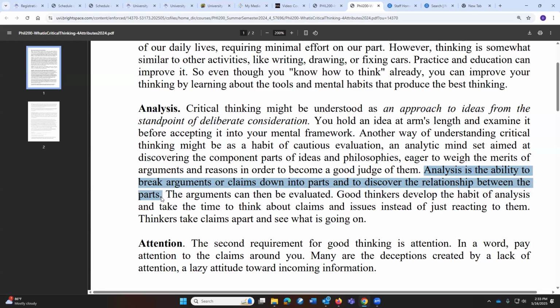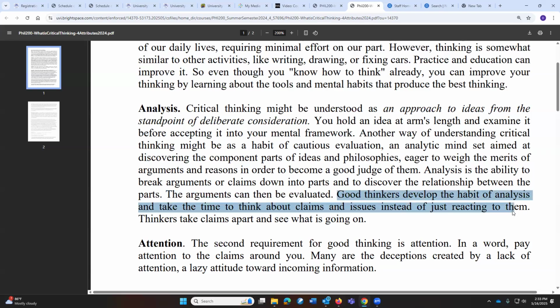This evidence leads to that conclusion. This leads to that. In that manner, arguments can then be evaluated. You can't really evaluate something as good, bad, useful, unuseful, helpful, unhelpful, unless you know exactly what it is. And you can't know what something exactly is unless you analyze it.